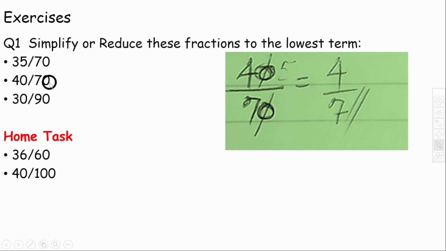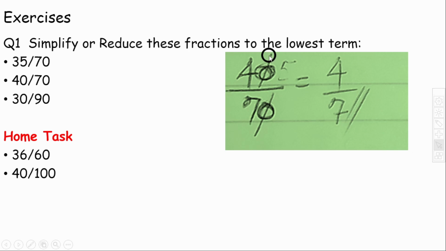40 over 70. Do we have a common factor between 40 and 70? First of all, anytime you see a fraction where both the numerator and the denominator end in 0, you need to cancel the zeros out. How many zeros do we have at the top? 1. 1 trailing 0.